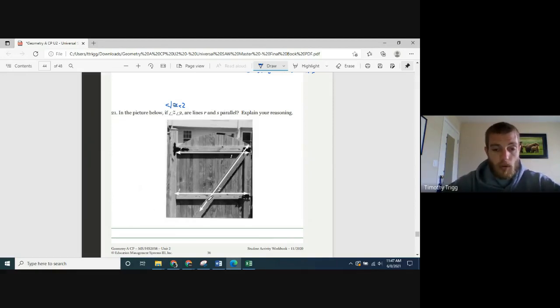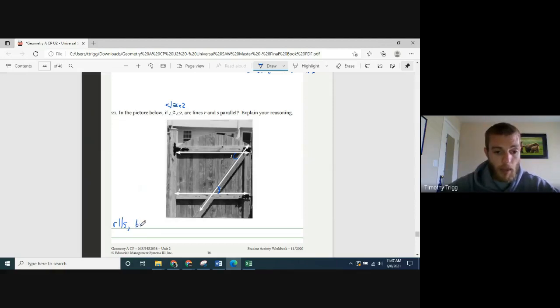So we're going to be using one of those converse properties, right? Because whenever we show lines are parallel, we're going to be using converse of something. Now, in this one's case, we know that angle 1 and angle 2 are congruent. So here's angle 1 in the picture, and here's angle 2 in the picture. So these two angles are congruent. So we could say lines R and S are parallel.